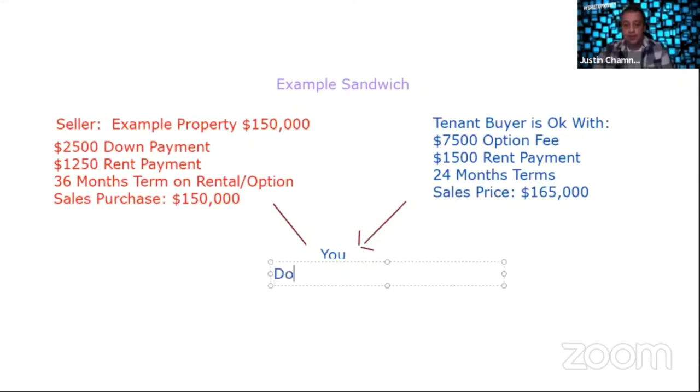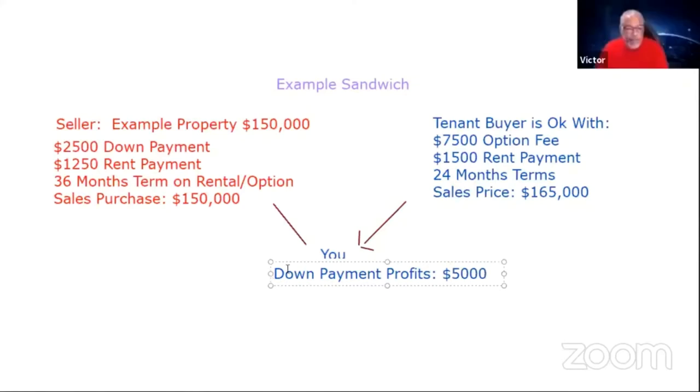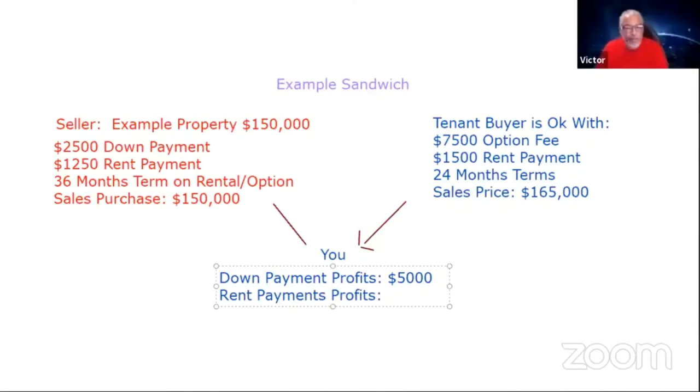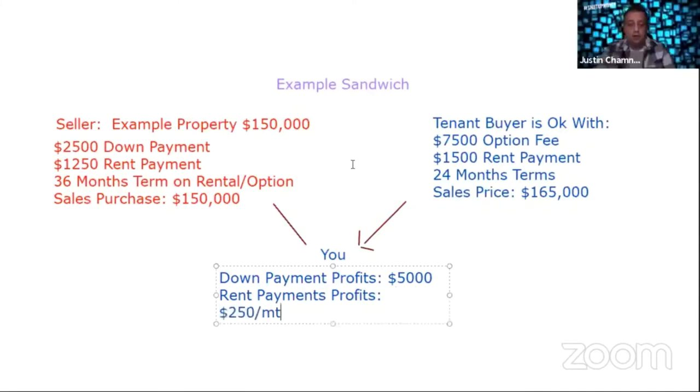Okay, let me write this down. So how much do you make? $5,000? Easy math. Okay, so there's the down payment profits, $5,000. What else do we have to talk about? The rent payments. How much are you making in rent payments? $1,500. Well, you're collecting $1,500 and you're paying out $1,250, right? So you're making $250 per month.